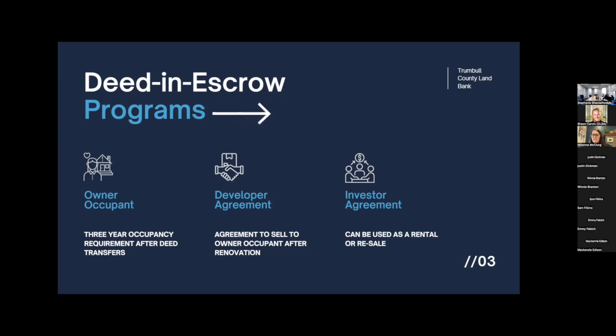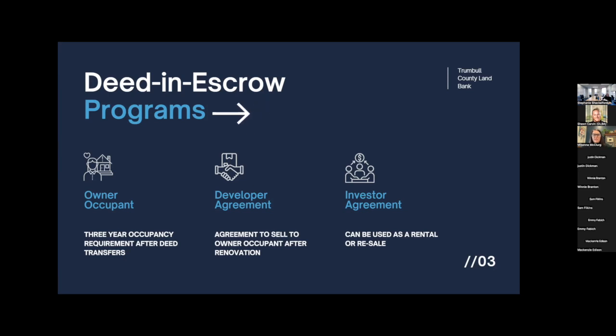The second type that we do is a developer agreement. So this is nice because the way that program is structured is that a developer can come in, and they still have the same requirements as an owner occupant would when they're renovating the house. But the difference is that they agree to sell to an owner occupant at the end with that same 3-year owner occupancy restriction. So kind of a win-win-win.